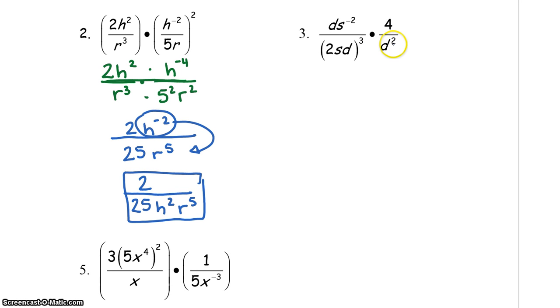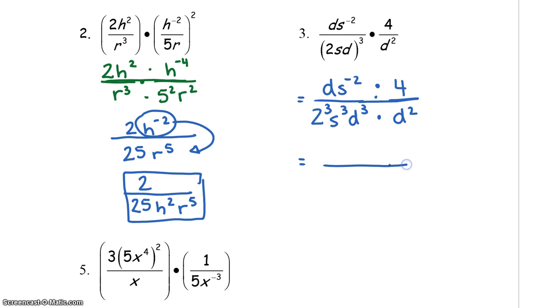Example number 3, I can actually combine these, but I'm going to take care of this parenthesis with the cube first before I do that. So I'm going to just write d times s to the negative 2 divided by 2 to the third power, distributing the power of 3: s to the third power, d to the third power, times 4 over d squared. Now there are no parentheses. I can go ahead and combine these two fractions, giving the multiplication to the top and bottom. And that way I can work with the top first and then the bottom and then combine.